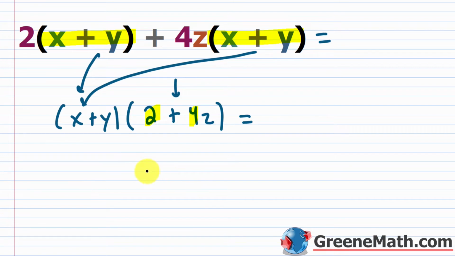So in other words, from here, I could say that I had 2 times the quantity 1 plus 2z, right? If I multiply 2 times 1, I get 2, and then 2 plus 2z, I'd be back to 4z. And you probably want to reorder that and say that's 2z plus 1 like this, and then times your quantity x plus y.